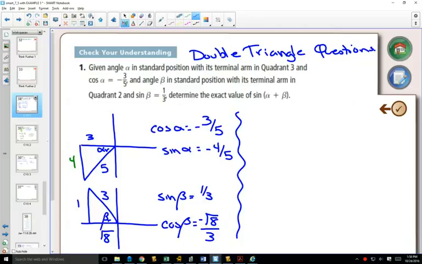Now the question's asking us to determine the exact value of sine alpha plus beta. On our formula sheet and up on the wall over there, we know that sine alpha plus beta is equal to sine alpha cos beta plus cos alpha sine beta. And now that we've drawn both of our triangles, we have values for all of those.